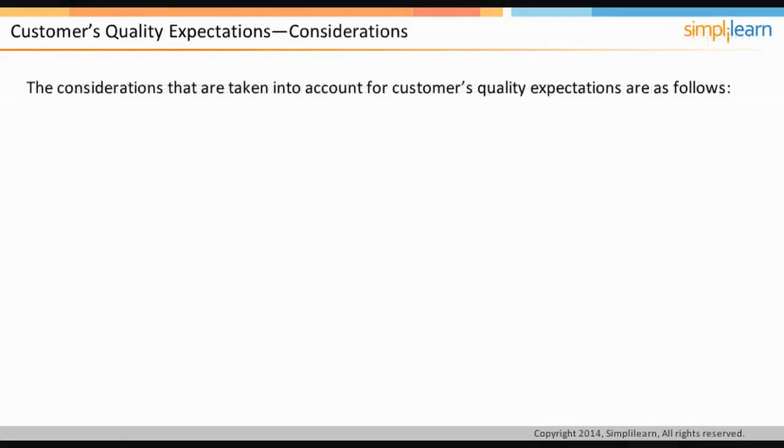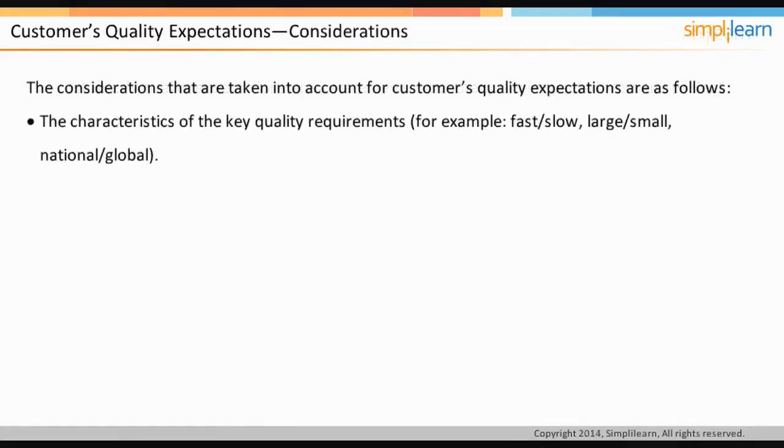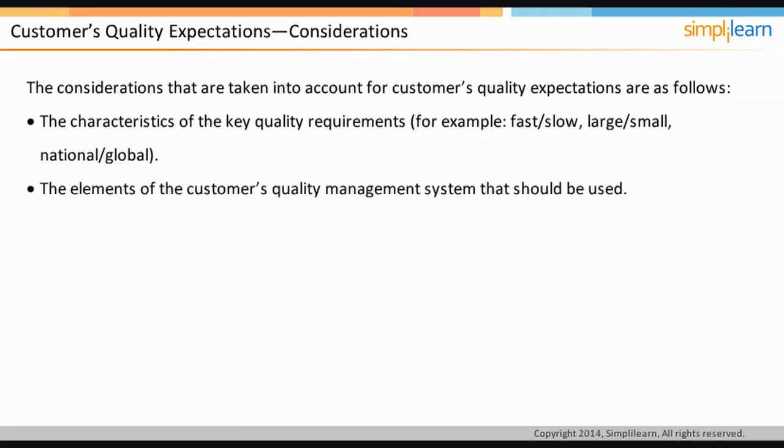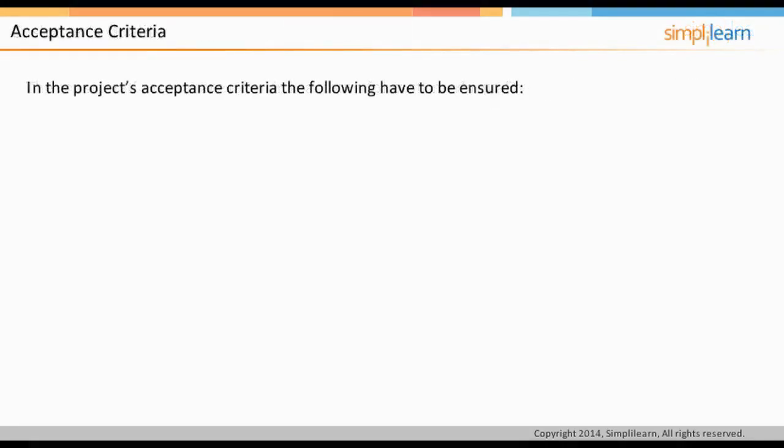The customer's quality expectations consider the characteristics of the key quality requirements. For example, fast or slow, large or small, national or global, the elements of the customer's quality management system that should be used, and any other standards that should be used. In the next screen, we will discuss the acceptance criteria. In the project's acceptance criteria, the following have to be ensured.